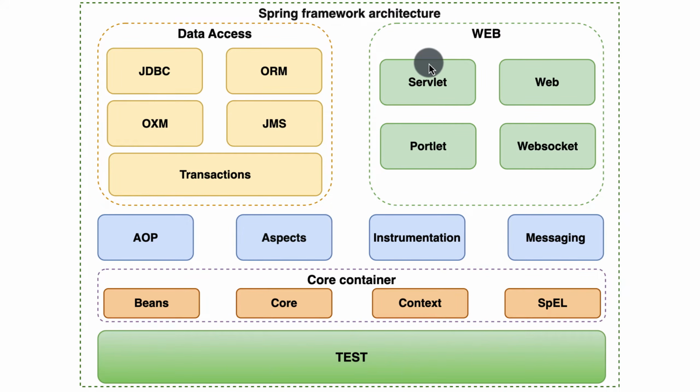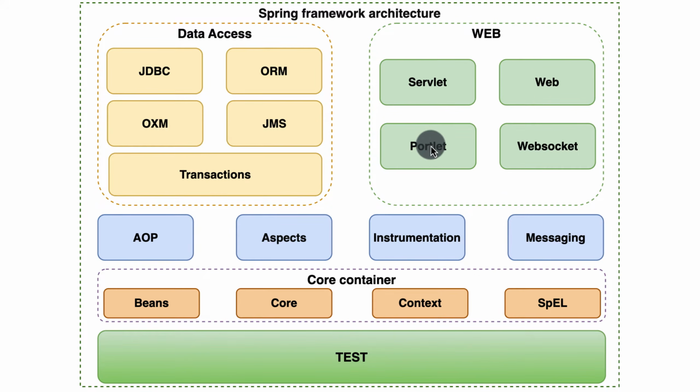Also, Spring comes with a web module which provides APIs and utilities to build web-based applications with Spring, and it includes several parts. The first one is Servlet, which provides integration with the Servlet API, allowing developers to build web applications based on the Servlet specification. Next, Web provides integration with popular frameworks like Spring MVC, allowing developers to build web applications in the Model View Controller pattern, which is the MVC pattern.